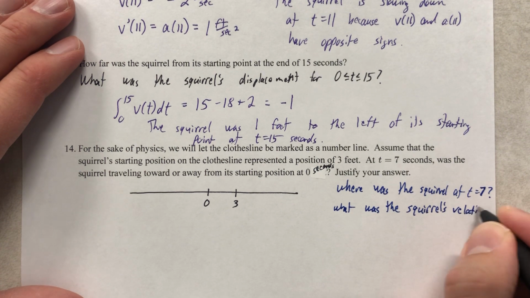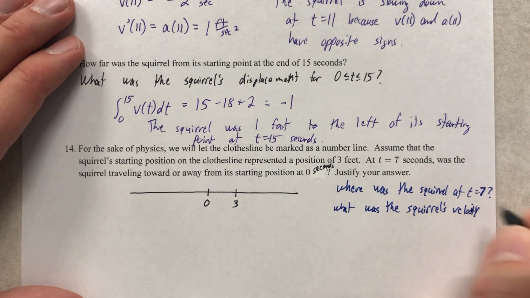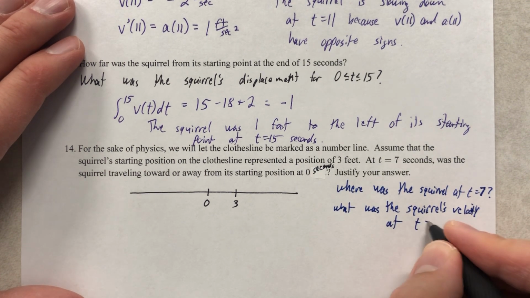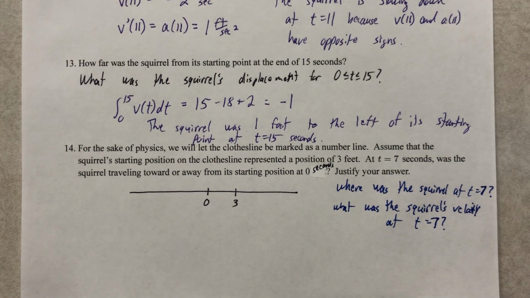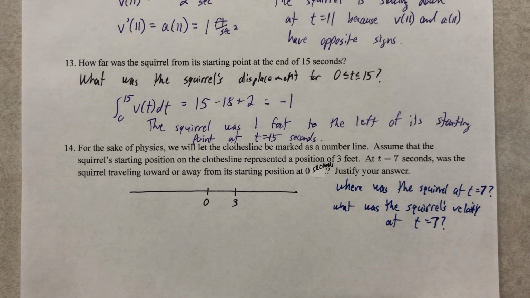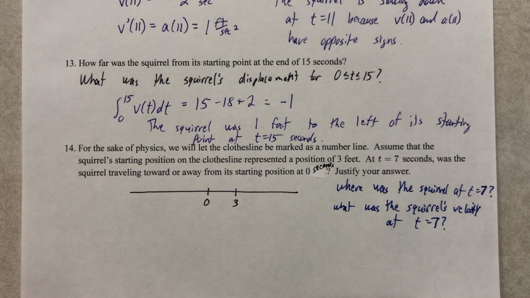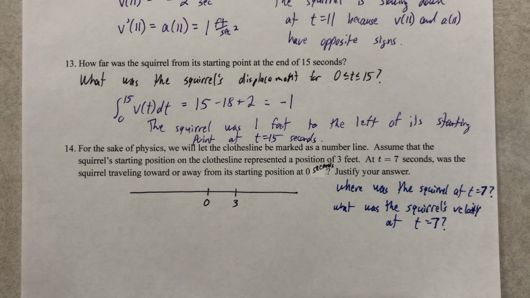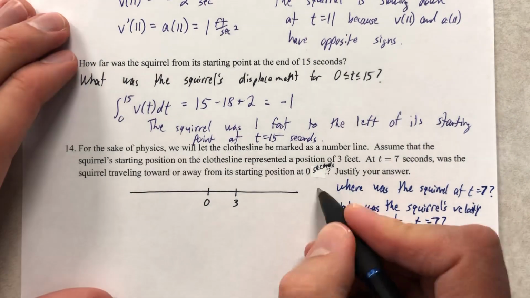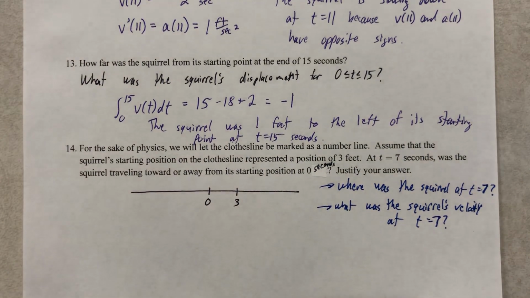What was the squirrel's velocity at t equals 7? I did it again. I turned a 7 into a question mark. What was the squirrel's velocity at t equals 7? Don't know. Let's find out. And actually, I don't care what the squirrel's velocity was. I only care if the squirrel's velocity was positive or negative. I only care about the sign of the velocity. So I'm going to answer these two questions, and then you'll see why we asked them in the first place.